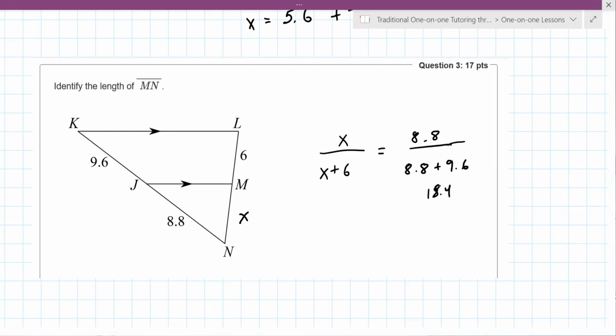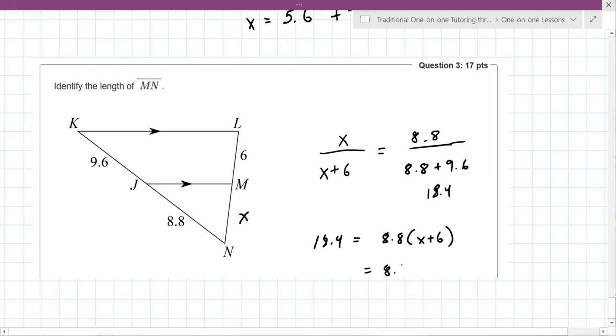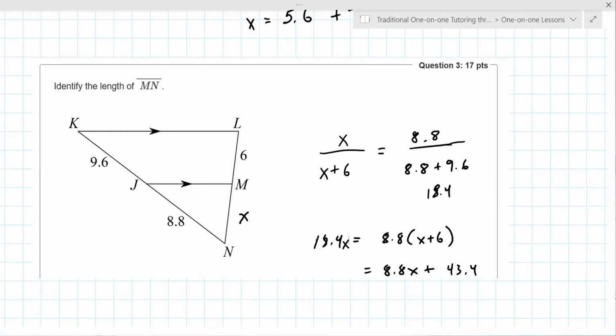How are you doing on this one? I'm almost done. I get something different for 8.8. Okay, what do you get? I need to grab my calculator as well. So 8.8 times 6 equals 52.8. That's what I get. Yes, that's right.